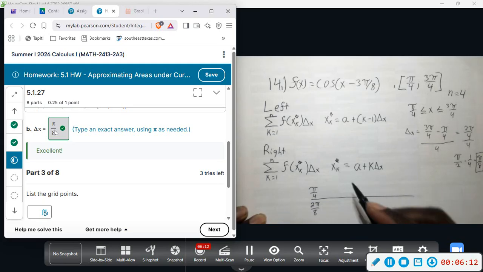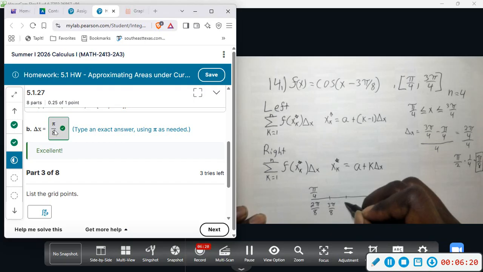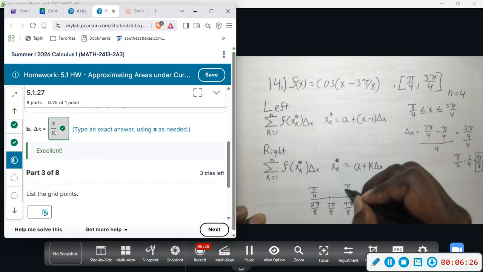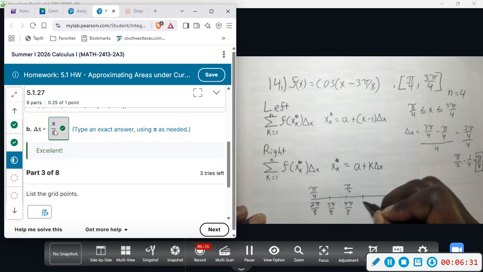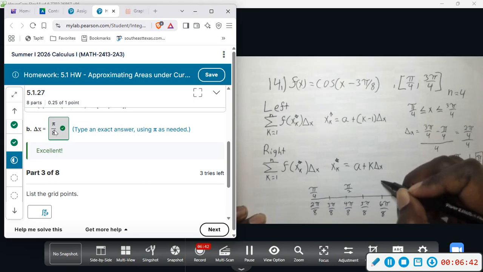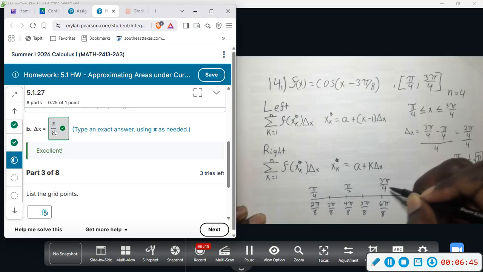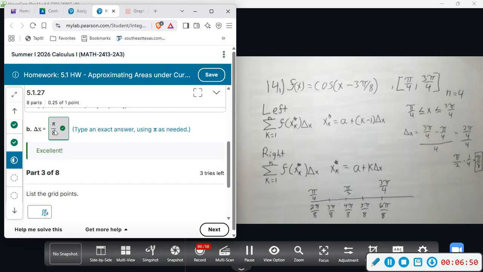So if I add pi over 8, I will be at 3 pi over 8. If I add pi over 8 again, I will be at 4 pi over 8. Now 4 pi over 8 is the same as pi halves when you reduce it. And then again, there's 4 of them. So add again, 5 pi over 8. And then 6 pi over 8. And if we reduce 6 pi over 8, divide by 2, you get 3 pi over 4, which is where we want to end. So you got 1, 2, 3, 4, end was 4. So these will be our grid points.